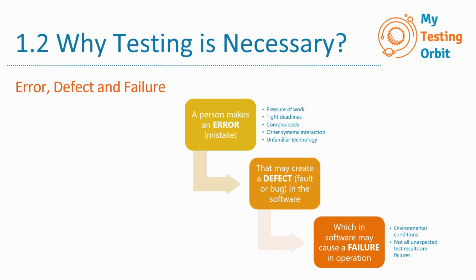The other point is that not all unexpected test results are failures. If we are getting any unexpected result in production, it doesn't mean that it is a failure. Again, the root cause needs to be identified, to find the actual reason. So I hope that the concepts of error, defect, and failure are clear, and you should be able to identify and differentiate between these three terms.